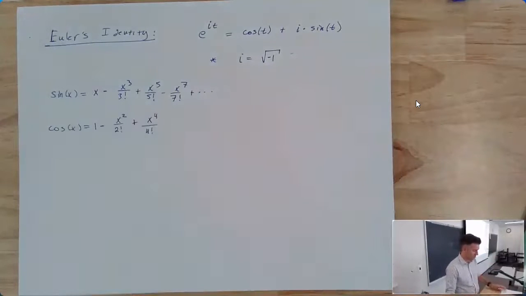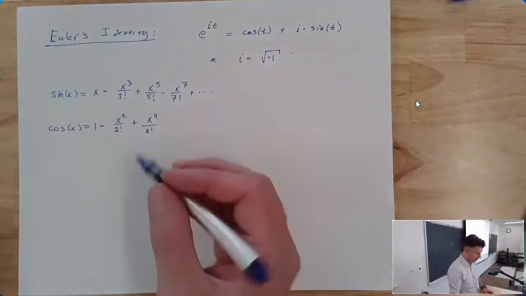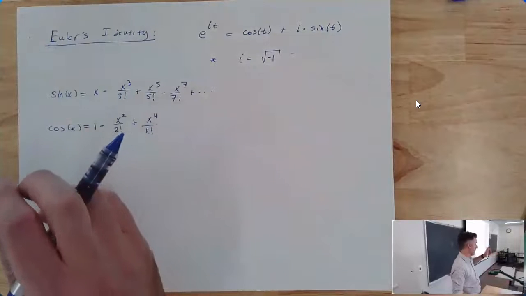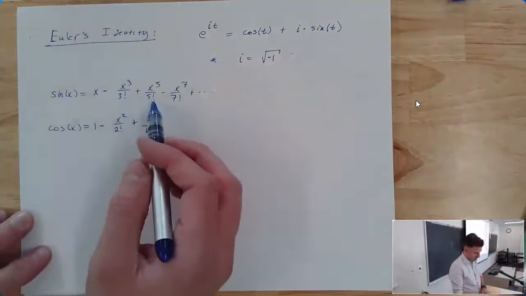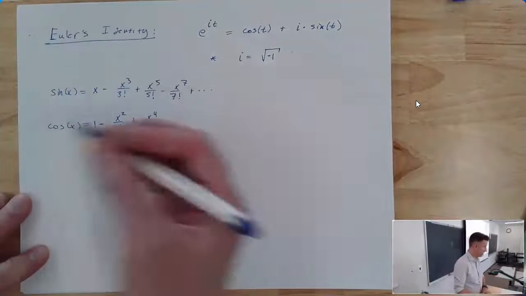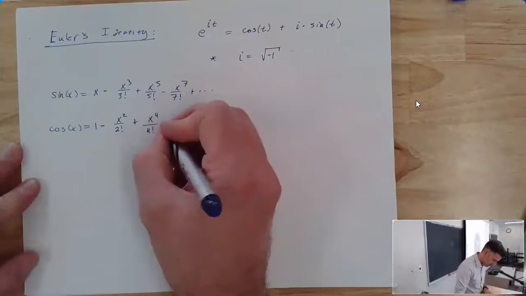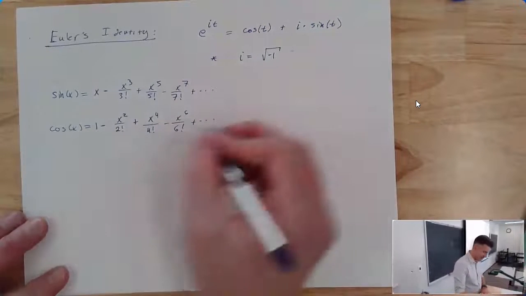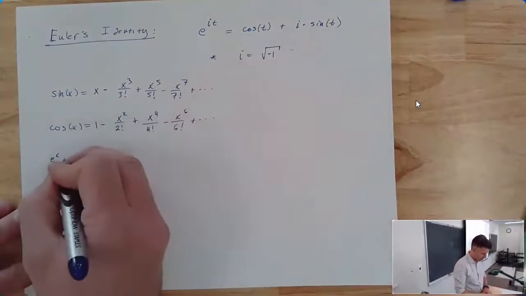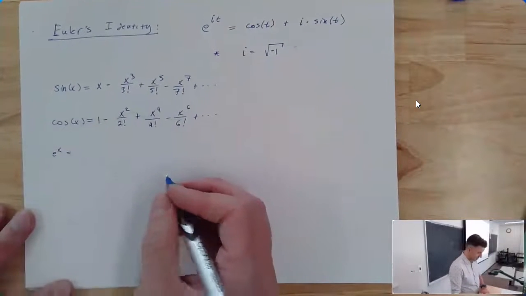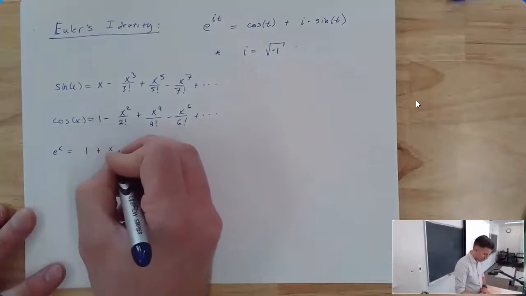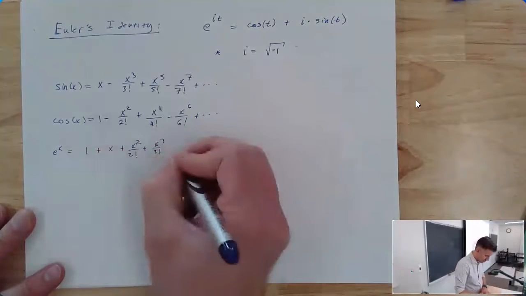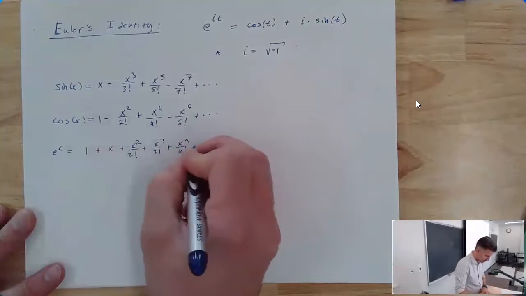The nice thing about sine and cosine is that their patterns are very similar. Sine is every odd power of x, where the terms alternate positive, negative, and the denominators are the factorial of the power. Cosine, same deal, except they're all even. And then the last one we need is that e to the x is all the terms divided by their own factorial, but all positive. So e to the x is 1 plus x plus x squared divided by 2 factorial plus x cubed divided by 3 factorial, et cetera, et cetera.